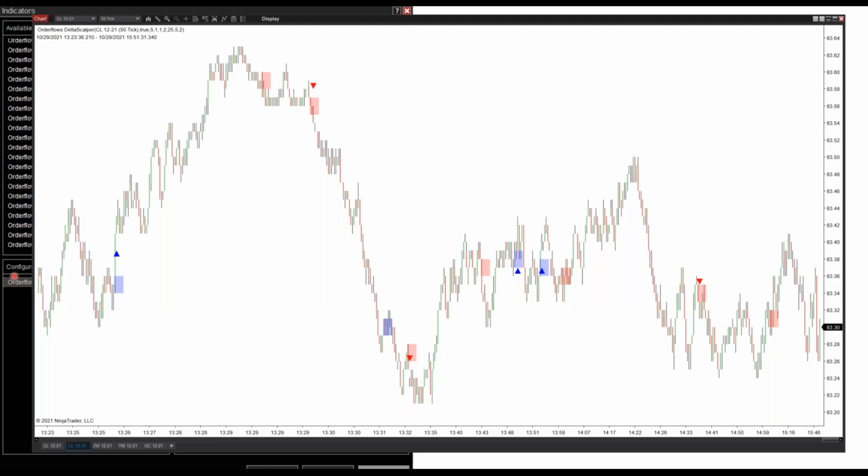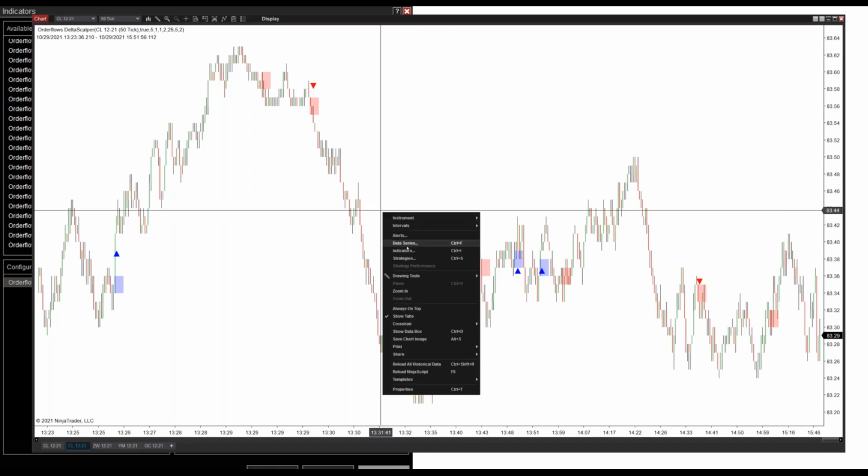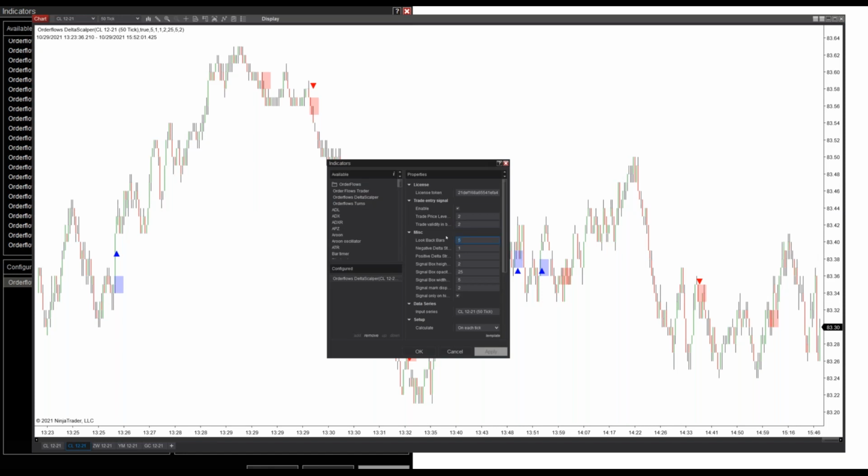Now another setting. Again, I'm not going to get into too many different settings, but a little bit stronger this time. I'm going to use 0 look back, so anytime the conditions are met and the trade entry signal is enabled. But the strength this time is going to be 2, for both positive and negative. Again, there's not really a point in setting it at 1 and 2, so you want to keep it the same. Let's adjust this to 0, 2, and 2.